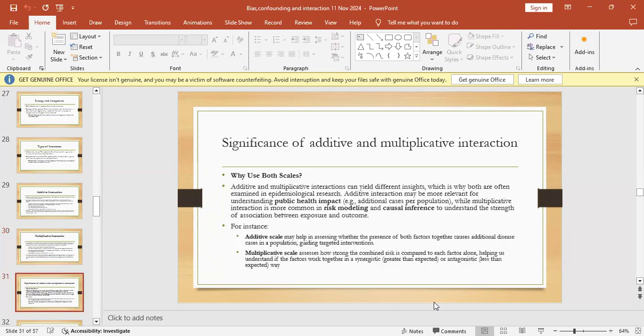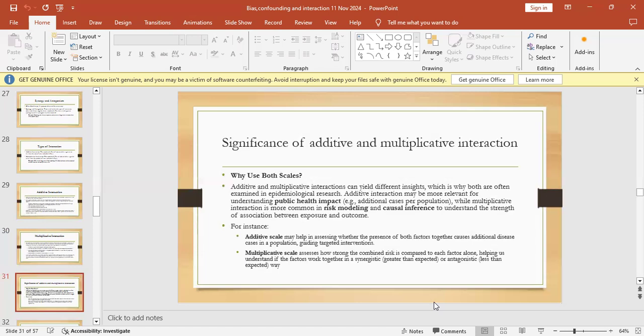Now, what is the importance of the additive and multiplicative interaction in medicine? Why do we use both scales? Additive and multiplicative interactions can yield different insights, which is why both are often examined in epidemiological research. Additive interaction may be more relevant for understanding public health impact, for example, additional cases per population, while multiplicative interaction is more common in risk modeling and causal inference to understand the strength of association between exposure and outcome.